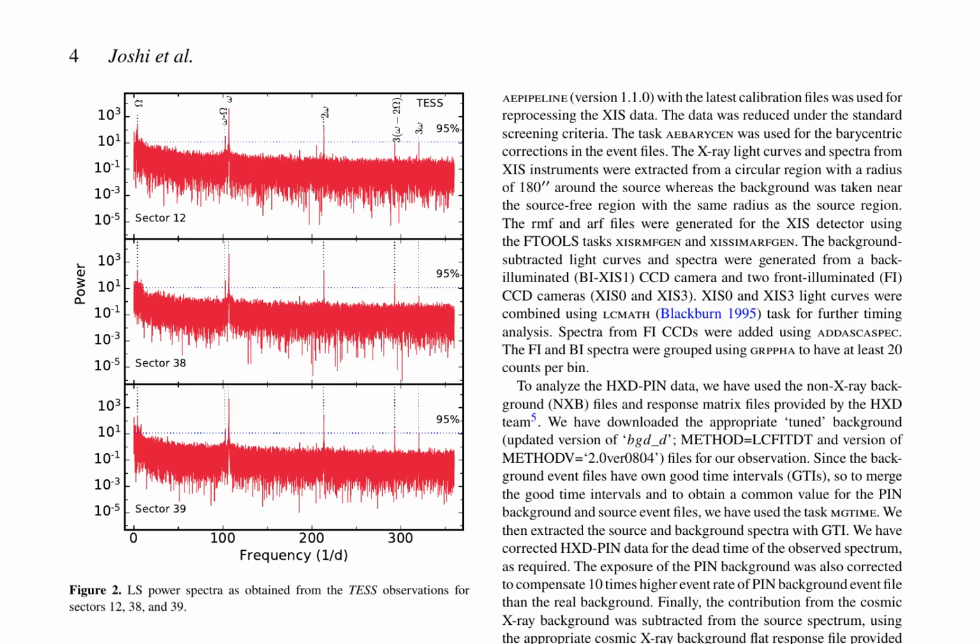The research paper presents a comprehensive analysis of IGR 1509, a hard X-ray pulsar, utilizing data from Suzaku and NuSTAR X-ray observations. The study's primary objectives are to determine the source's spin and orbital periods, as well as its spectral properties. TESS observations were conducted in sectors 12, 38, and 39, resulting in the generation of LS power spectra, Figure 2. These spectra provide insights into the source's spin period.